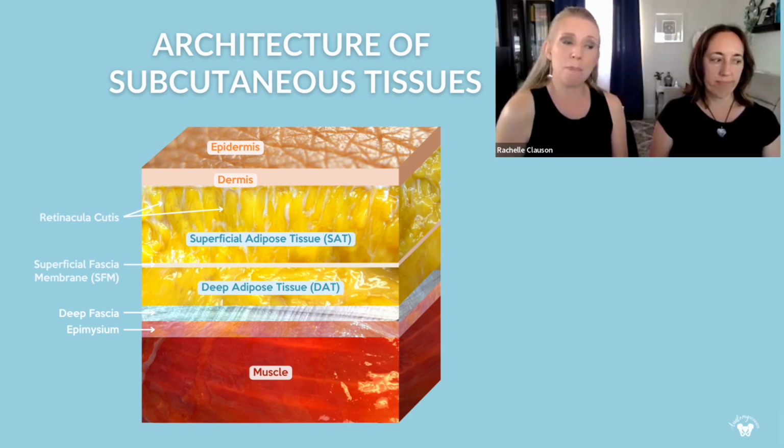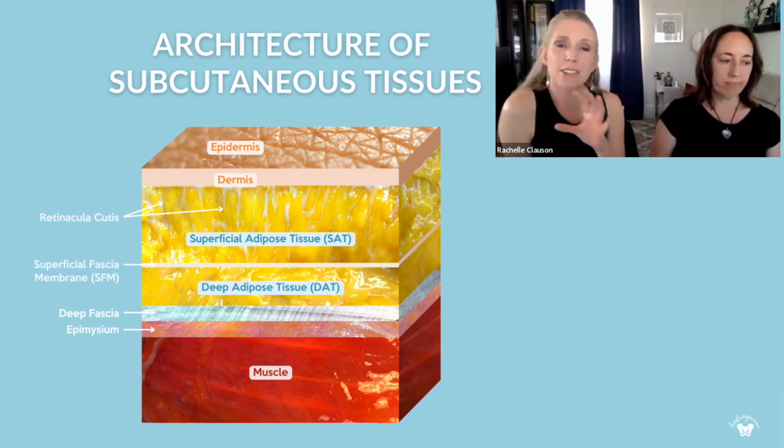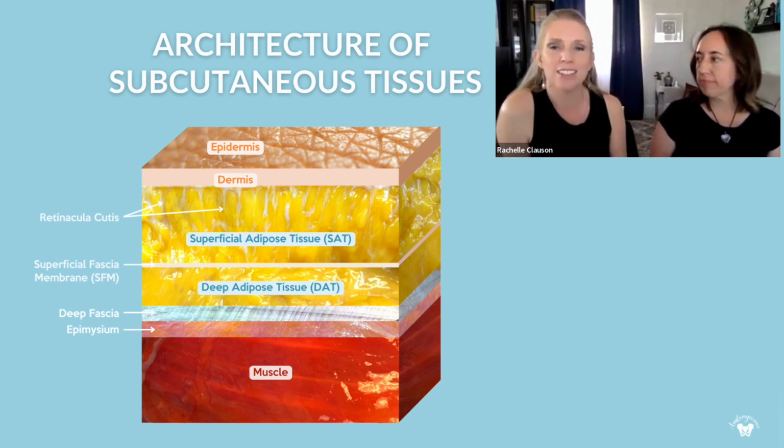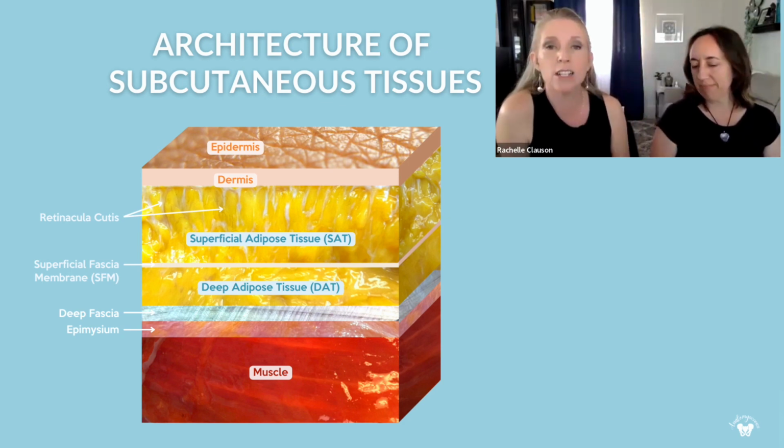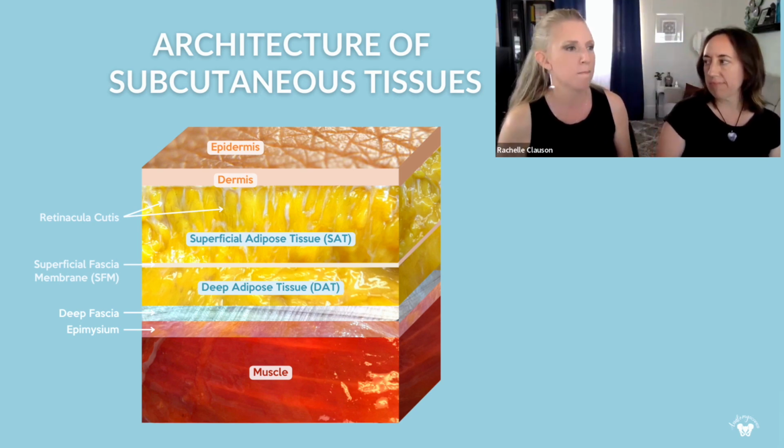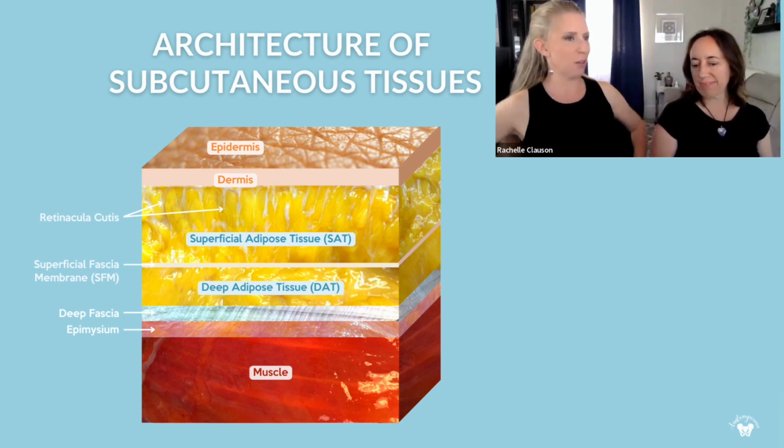Then we come to the epimysium. Every muscle is covered in its own fascia. This is that thin sausage wrapping kind of wrapping that's on muscle, and it's more membranous, and it's completely adherent to individual muscles, whereas the deep fascia tends to wrap groups of muscles. So there you have it, architecture of subcutaneous tissue.